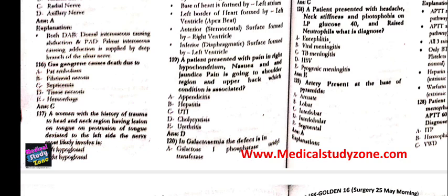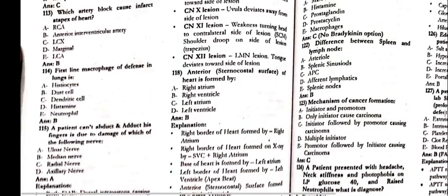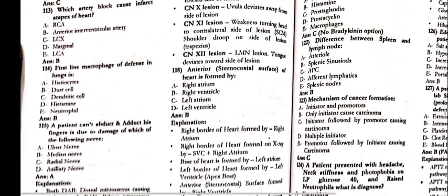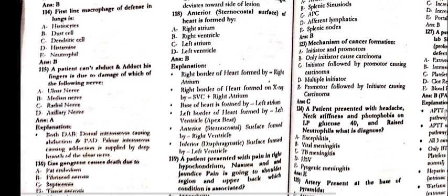117, the woman with the history of trauma to the head and neck region having the lesion in the tongue, on protruding the tongue deviates to the left side. The nerve most likely injured, that is the alpha option. Next, 118, the anterior surface of the heart is formed by the beta right ventricle.